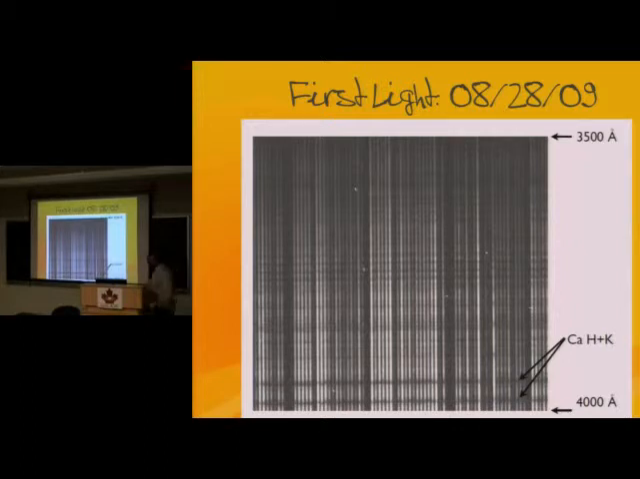These are more reasonable recent images: one of the galaxies, one of the QSOs.